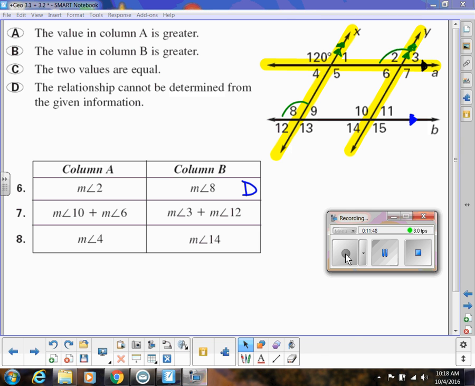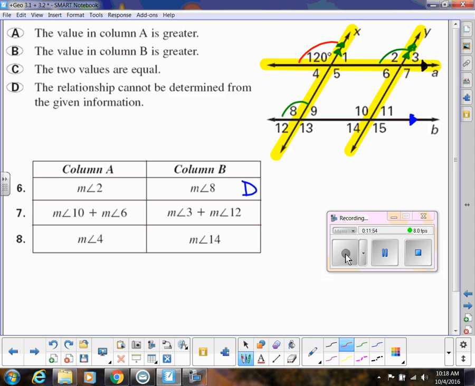Whoa, back up for a minute. I totally overlooked one piece of information. They gave us that this is 120. So now having seen that, now I have different information, don't I? This is the key to helping me solve this. So this means that 2 and 120 are corresponding angles. So that would mean angle 2 is 120.